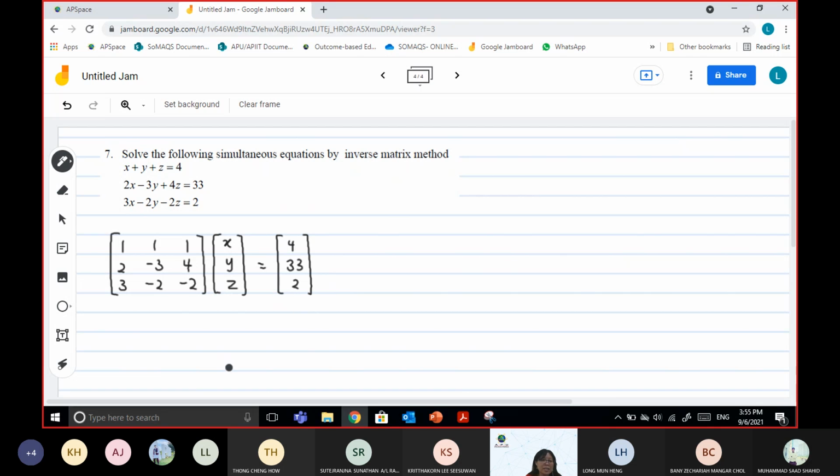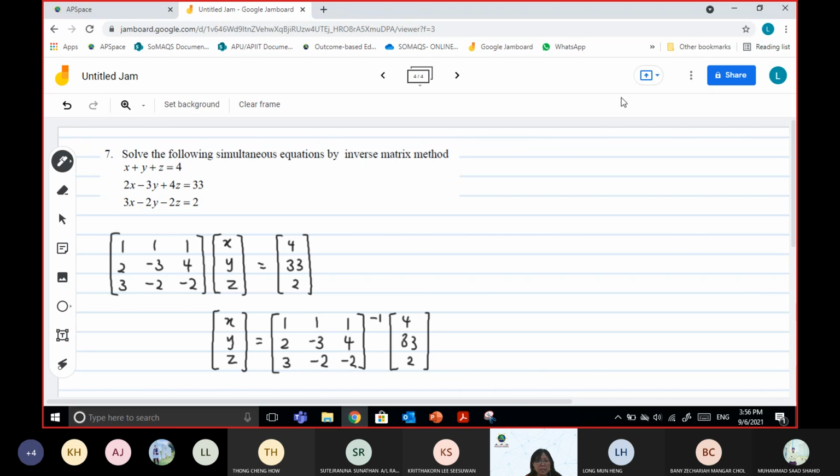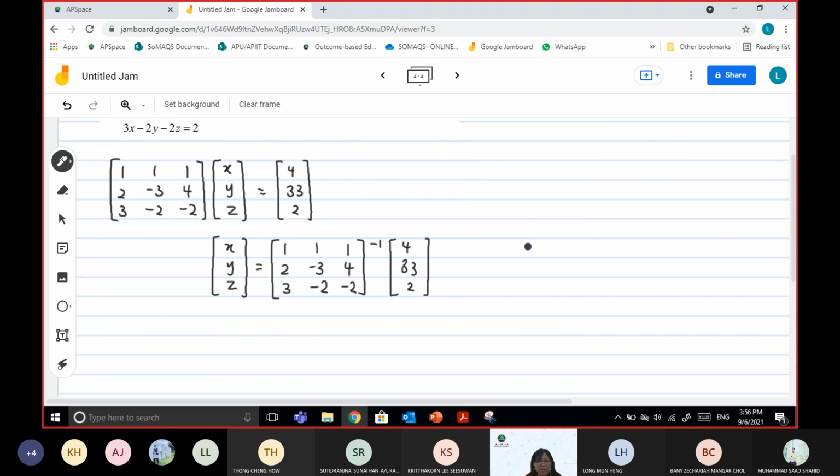Next we need to find the x, y, z. The concept is the same as 2 by 2. That means we need to find the inverse of the matrix, then multiply with the 4, 33, and 2. Now the inverse of the matrix, we have a lot of calculations to do, so let's do the calculation for this inverse.